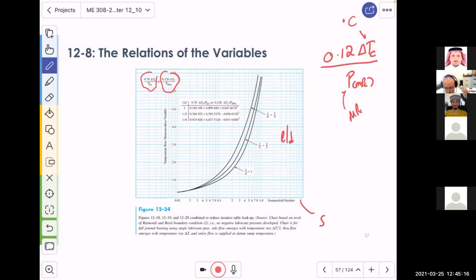Well, that's what the 0.12 is for. So you can imagine that the 0.12 is actually having a unit which is megapascal per centigrade. And that's why this cancels out, and you end up with a dimensionless number. And here we have the same for delta TF in Fahrenheit, of course, divided by PSI. And that's why the conversion constant here is 9.7, which is different than 0.12.